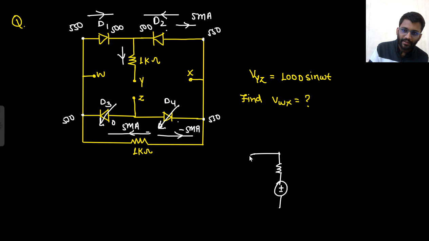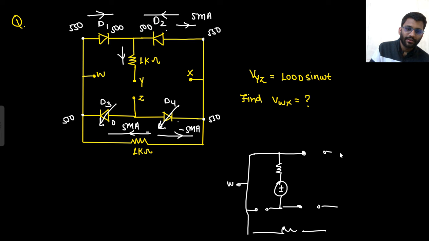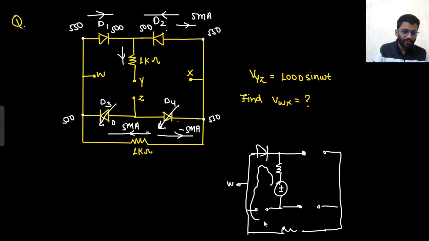This will be a circuit. D3 is already off. This is W here, okay? And this is 1 kilo ohm resistance. This is already off. This is also off. This is also off. This is also off. This is how your circuit looks like. This is your D1. Let's assume the current is flowing here. Now where it will go? Open circuit path is here. So current will not even flow. If current is not flowing, that means D1 will also be off.